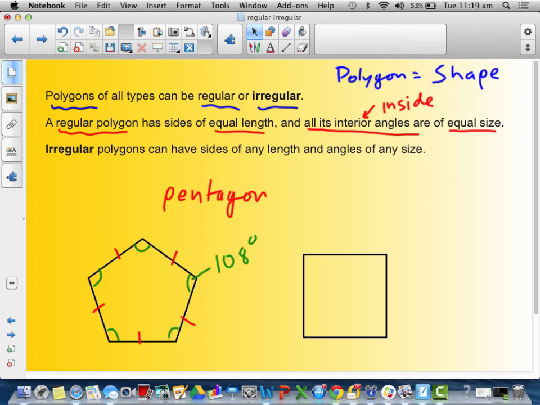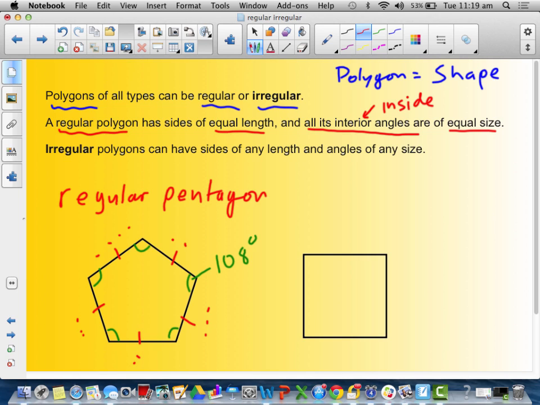So we call this, because it's got all the sides equal, right? And all the angles equal. What sort of a pentagon is that? What would we call it? All sides, all angles equal? Yes, Zoe? It's a regular pentagon. Regular. Right? It's a regular pentagon.